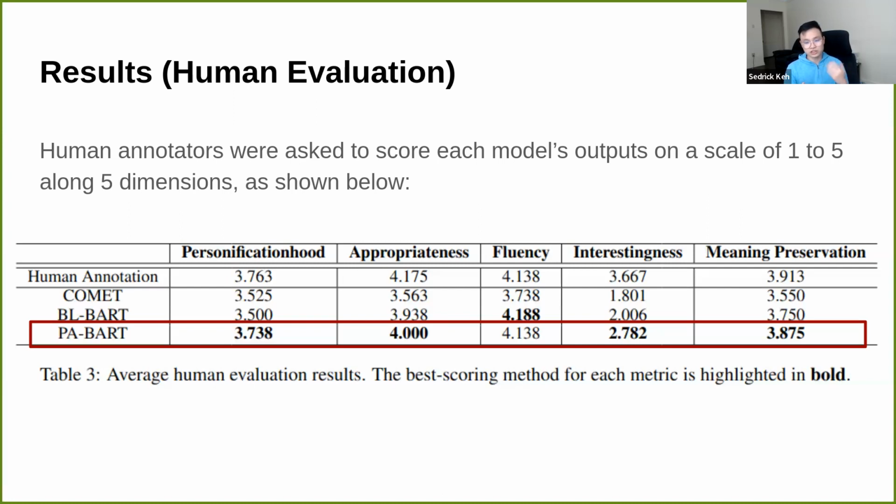Fluency is, as described earlier, we want it to make sense. Interestingness is, as the name suggests, how interesting is it? Is it a very dull personification? Is it something that has a lot of flavor? And finally, meaning preservation, as we discussed earlier, we want the output personification to have roughly the same meaning as the input. And once again, we see that for humans, Pineapple BART outperforms our baselines quite significantly, and this is very promising.